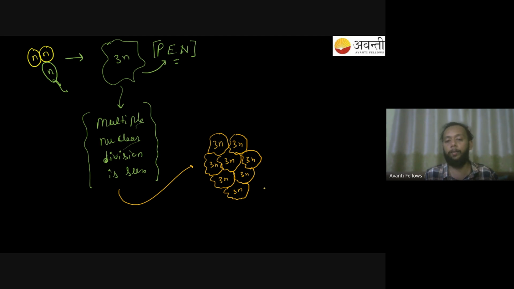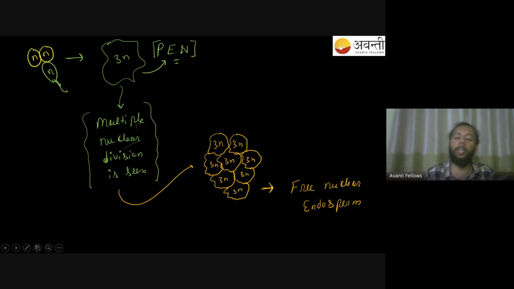This is called my free nuclear endosperm. Now you have to know one thing very carefully over here. That is the free nuclear endosperm which has been formed now. You can clearly see it in coconut water. The coconut water that you drink, the liquid, is nothing but my free nuclear endosperm. So that is something you have to know.